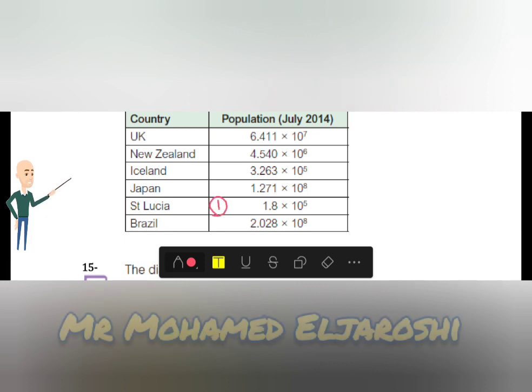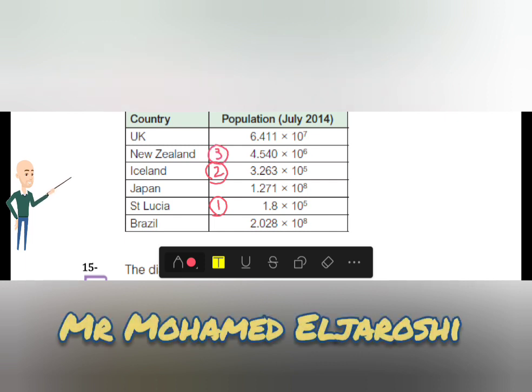Now, after it, we have this one, which is 3.2 and 10 power 5, because they have the same powers. Then, we take a look at the powers, we find 10 power 6. So it's the third one. And there's no other country with 10 power 6. And then we have 10 power 7 after it. Good. So depending on the powers, I can say which one is the smallest.